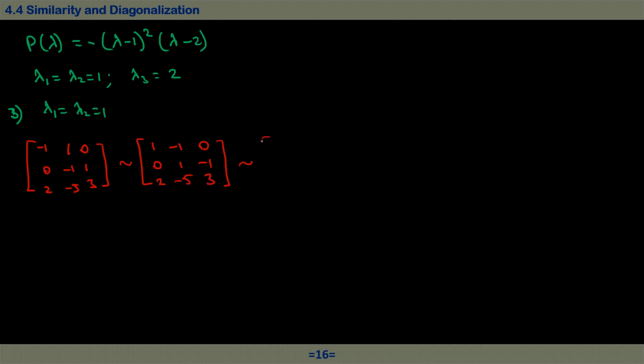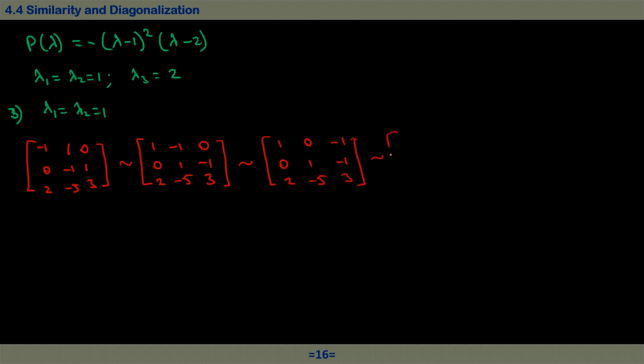Okay. So here we have 1 as a pivot. Also this one is pivot. Let's add the second row to the first row. Here I have 1, 0, minus 1. Here we have 0, 1, minus 1. Right? Here we have 2, negative 5, and 3.